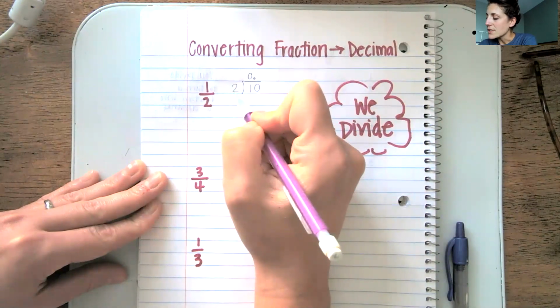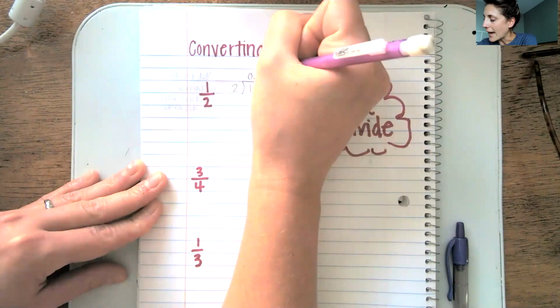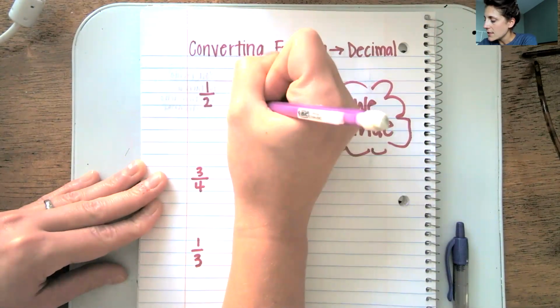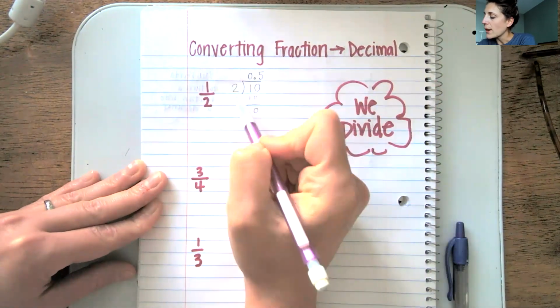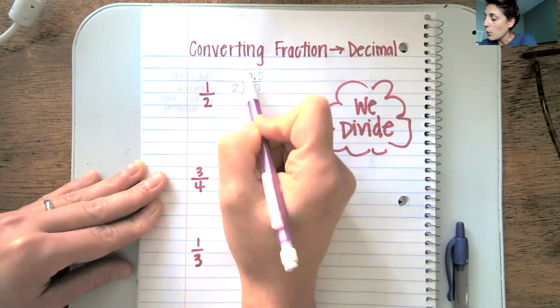Now, how many times does 2 go into 10? Well, 2 goes into 10 5 times. 2 times 5 is 10, and 10 minus 10 is 0. I have no more remainders, so I know that my answer is 1/2 is equivalent to 0.5.